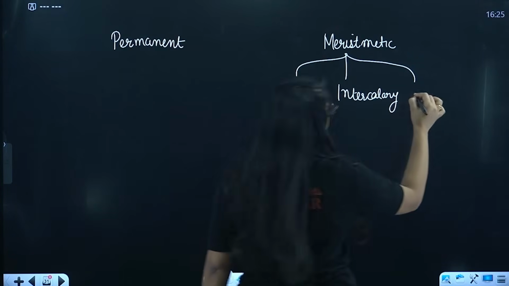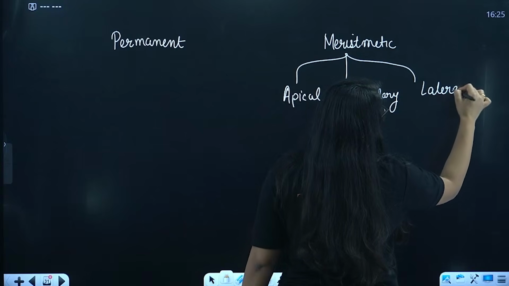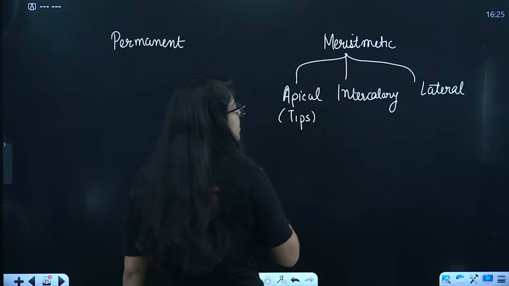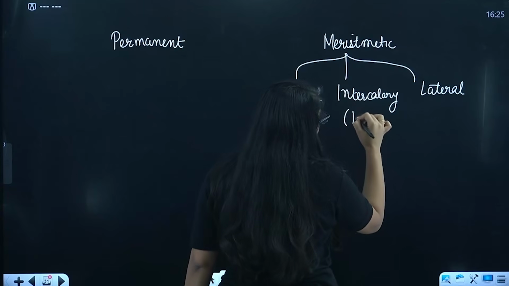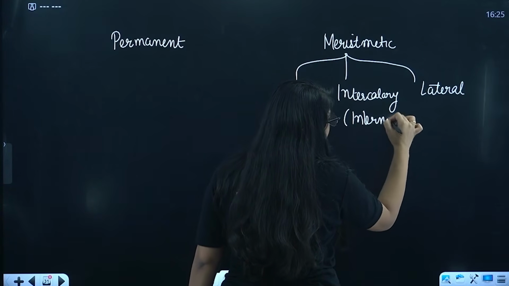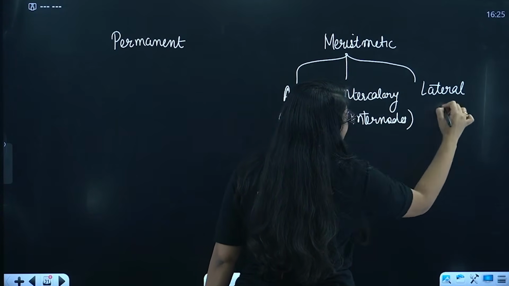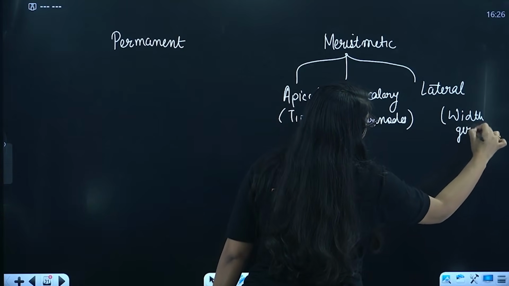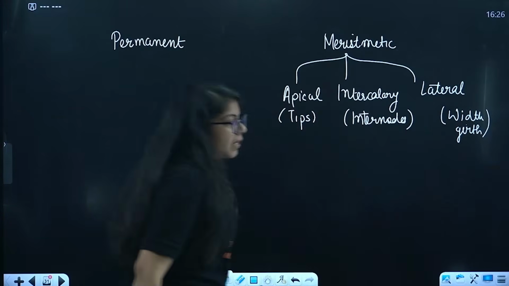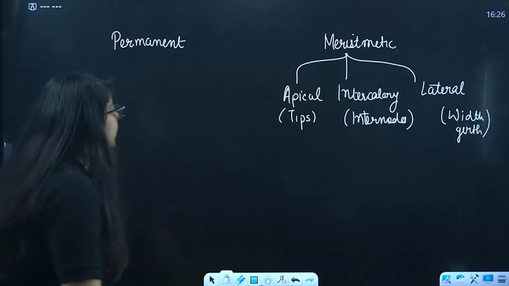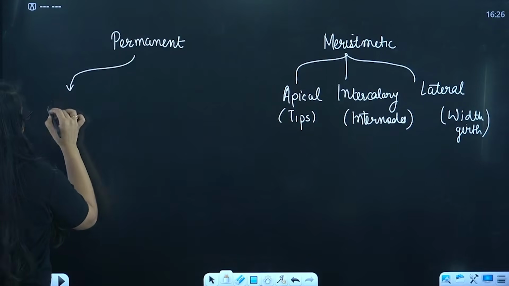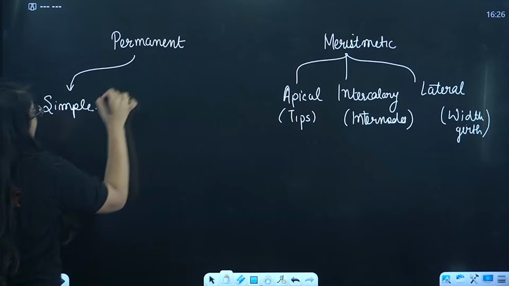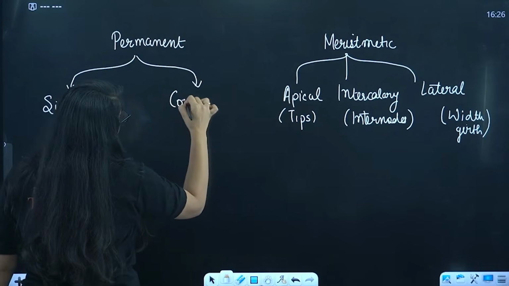Then beta, at the last we have lateral meristem. This is at the tips of the leaves or the stems, right? Intercalary is internodes or branches, and this lateral is your width, or we call it girth of the plant. Done. Now in permanent tissue, we have 2 types of permanent tissue. First is your simple permanent tissue and second is your complex permanent tissue.